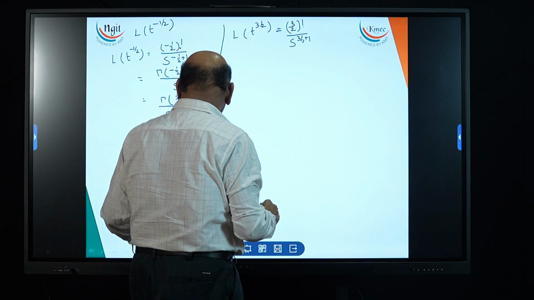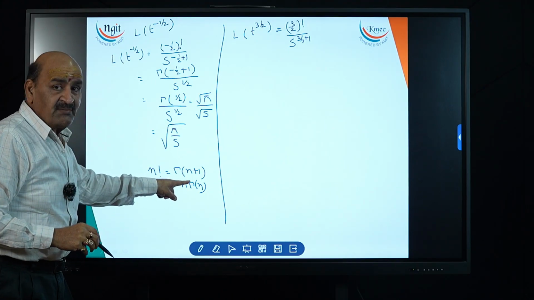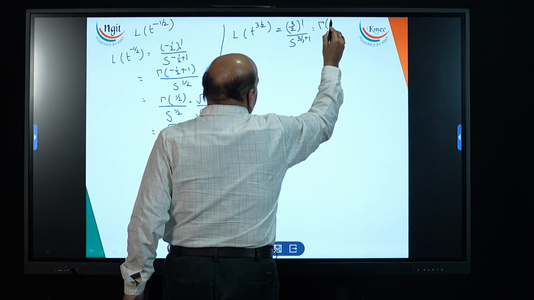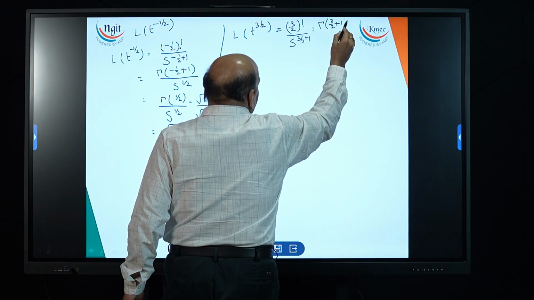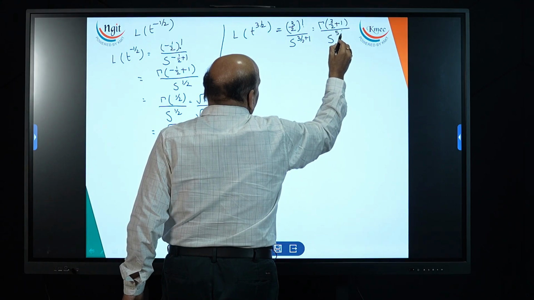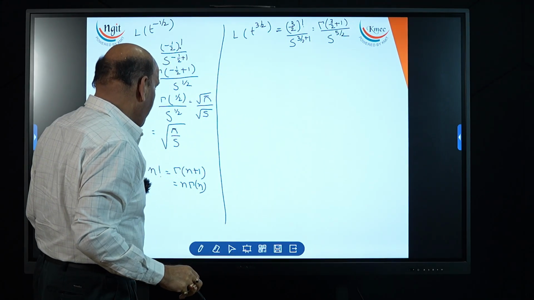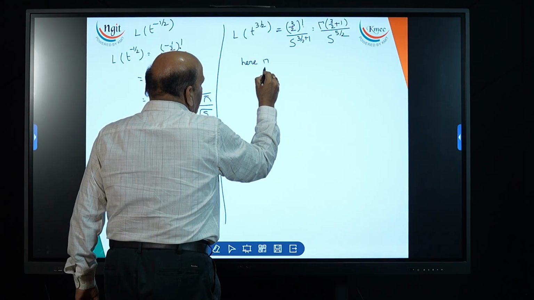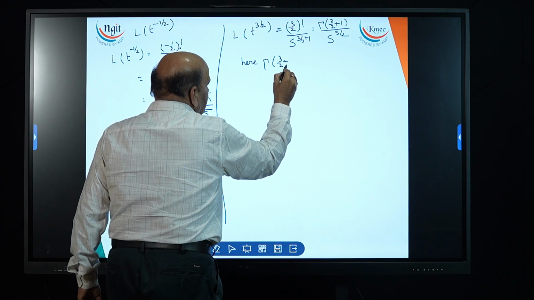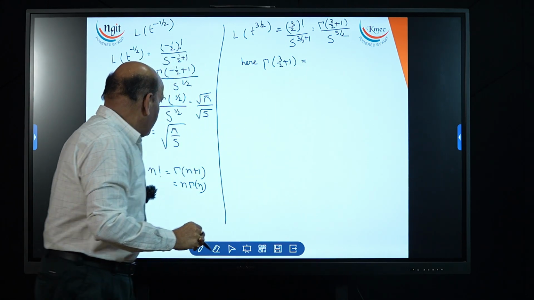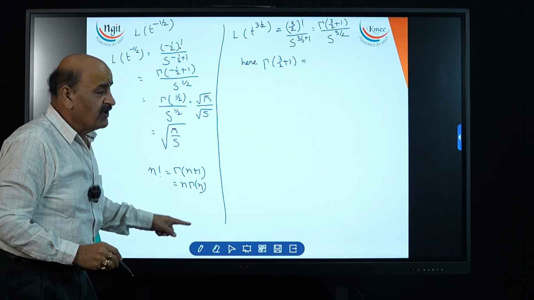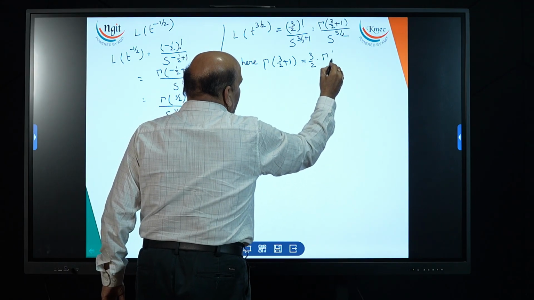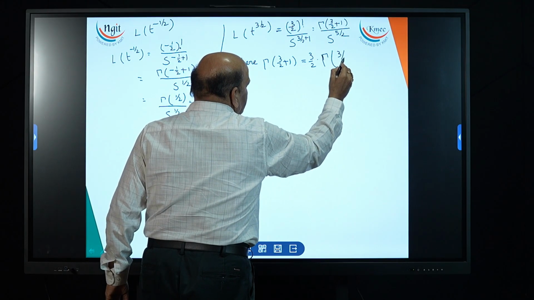So what is n factorial? N factorial is gamma of n plus 1. So it should be written as gamma of n plus 1 by s power 5 by 2. Understanding? Now here, just look at gamma of 3 by 2 plus 1. Simplify. Gamma of n plus 1 equals n gamma n, the formula. It will become 3 by 2 into gamma of 3 by 2.